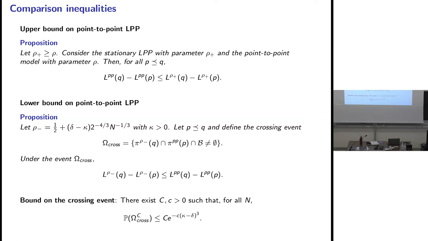So what you need is to show that this path will intersect with very high probability in the bulk. And it is possible actually to show that the probability of the complementary event, that the path will not intersect, will go to zero, like e to the minus kappa minus delta cubed.